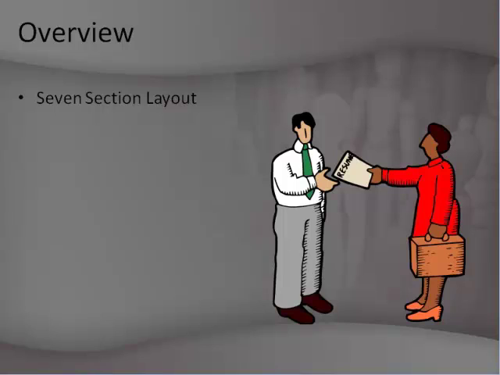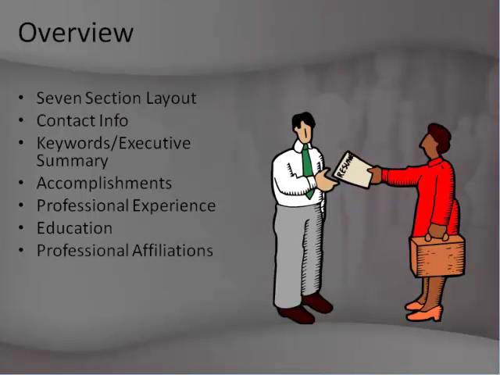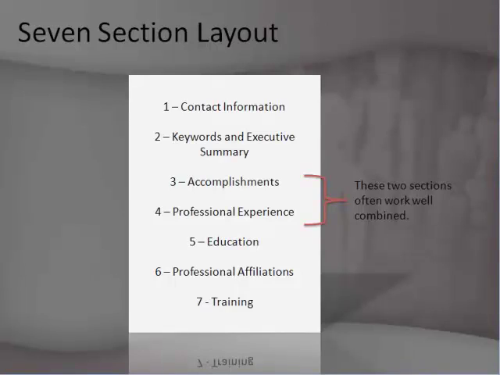Those 7 sections are your contact info, keywords and executive summary, your accomplishments, professional experience, education, professional affiliations, and training. And then we'll follow up with a review. Let's go ahead and get started right away with our 7-section layout.